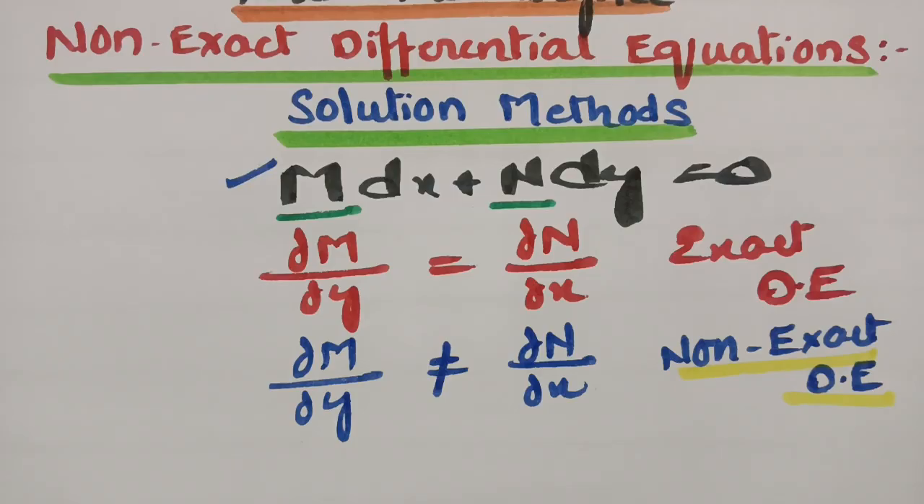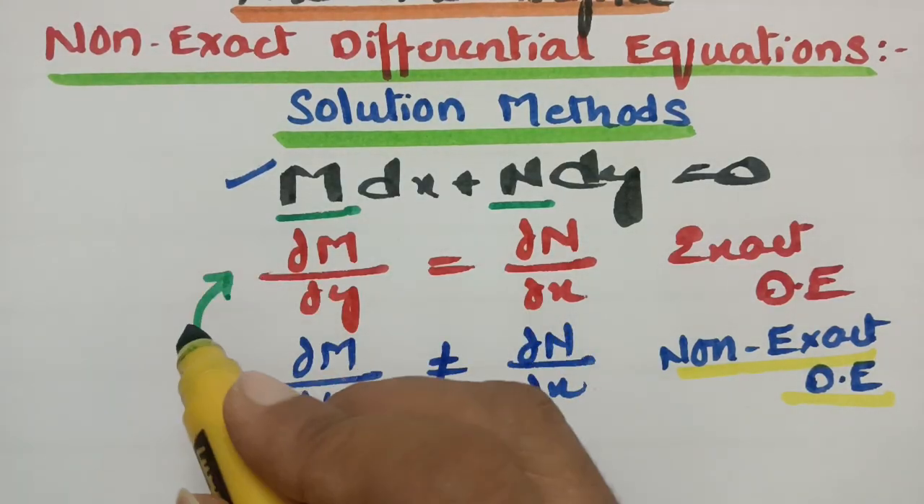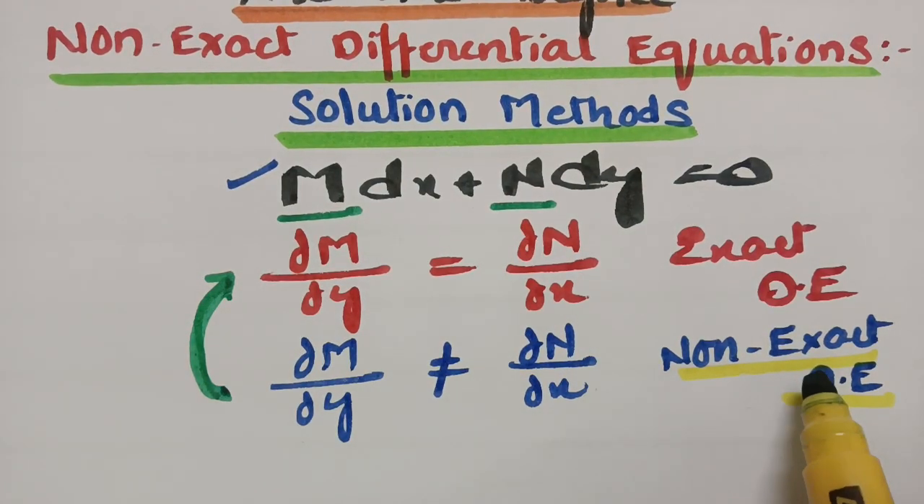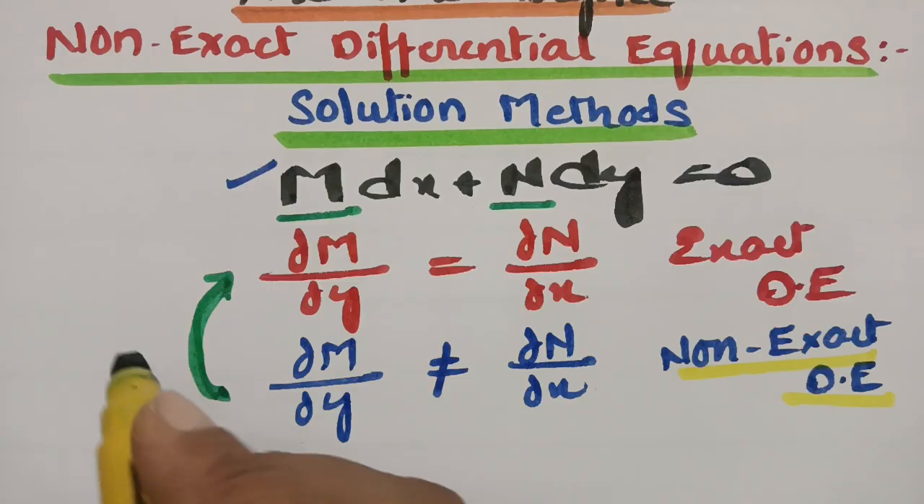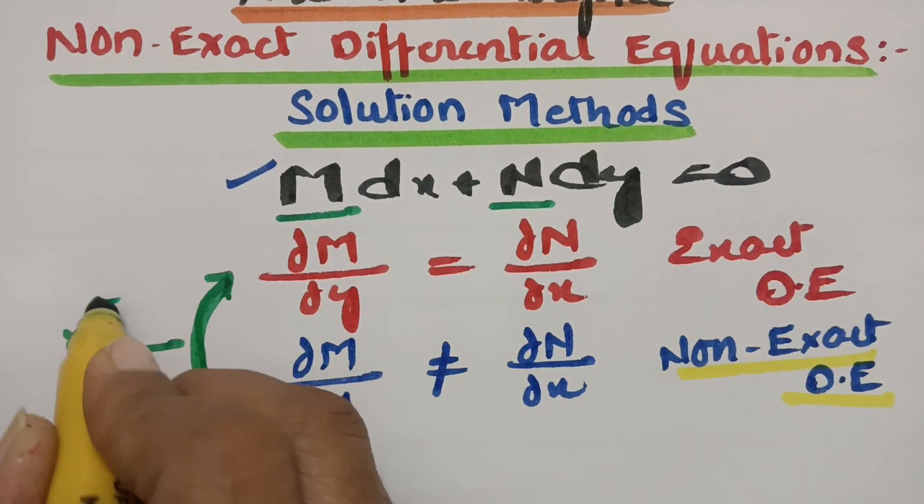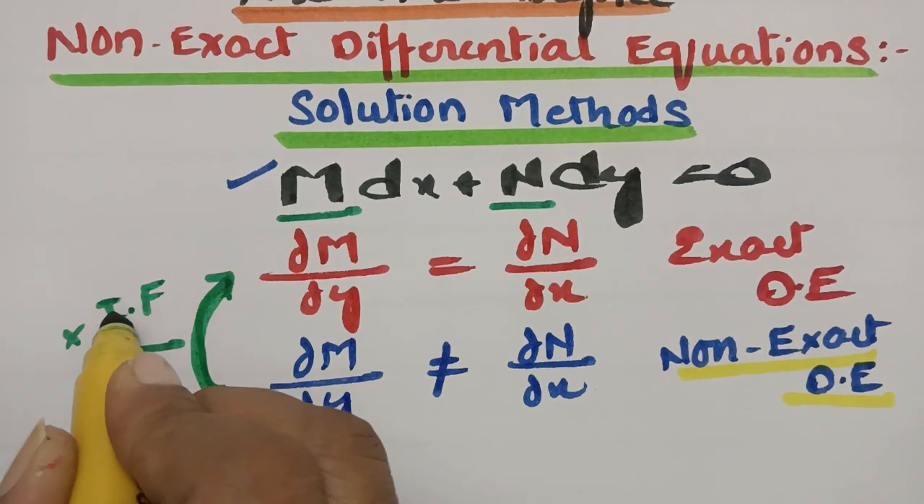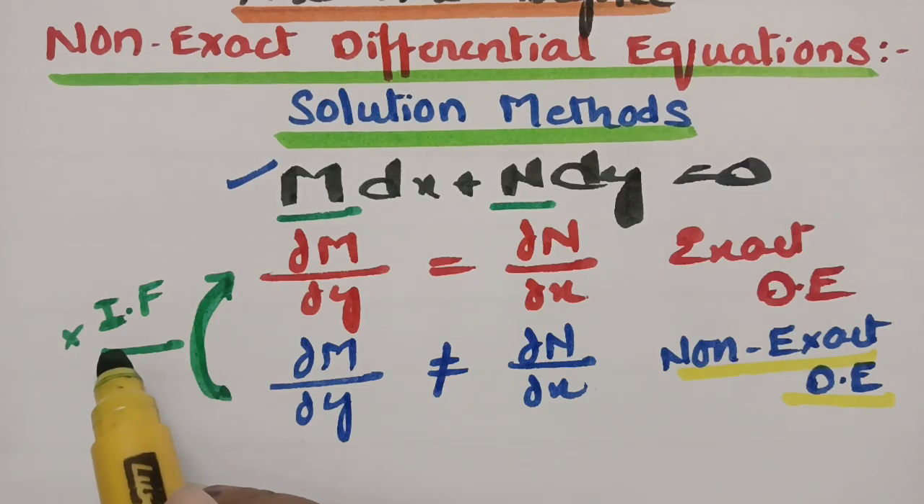In order to convert a non-exact differential equation into an exact differential equation, we multiply the equation with a certain term, and then the non-exact equation becomes exact. That term is called an integrating factor. This is most important for solving non-exact differential equations.